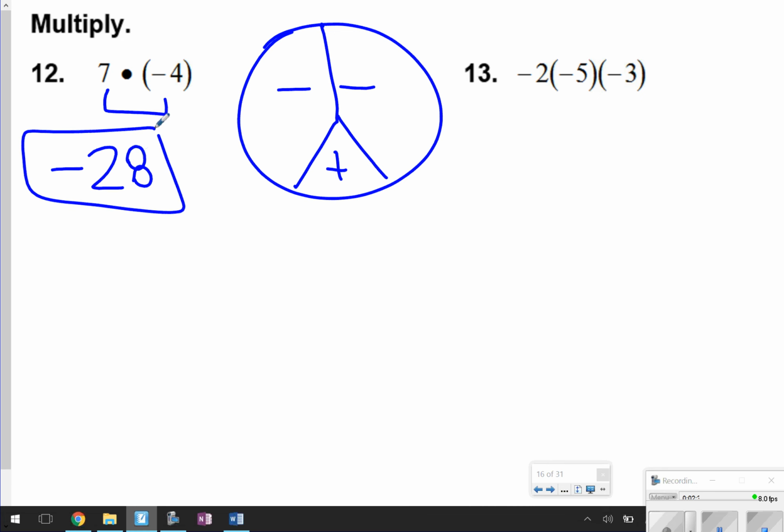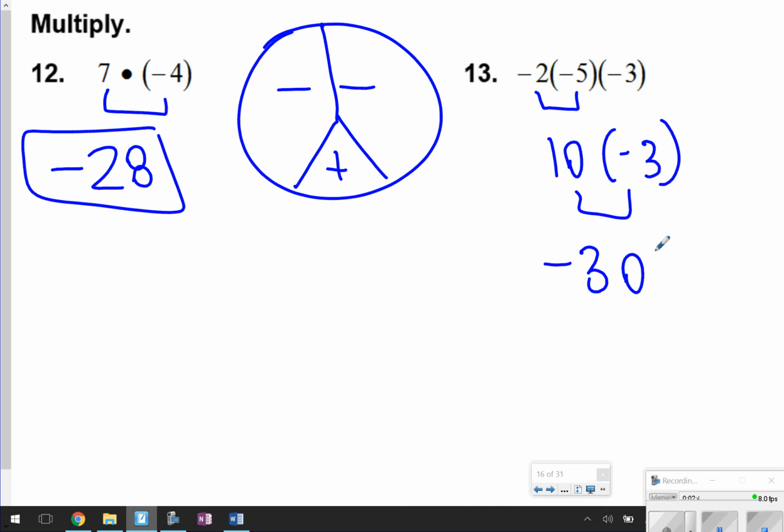Number 13 is a little bit different because you have 3 numbers all at once. -2 times -5, I'm just going to take 2 at a time. That's going to be +10. And then +10 times -3 will be -30 as your answer for number 13.